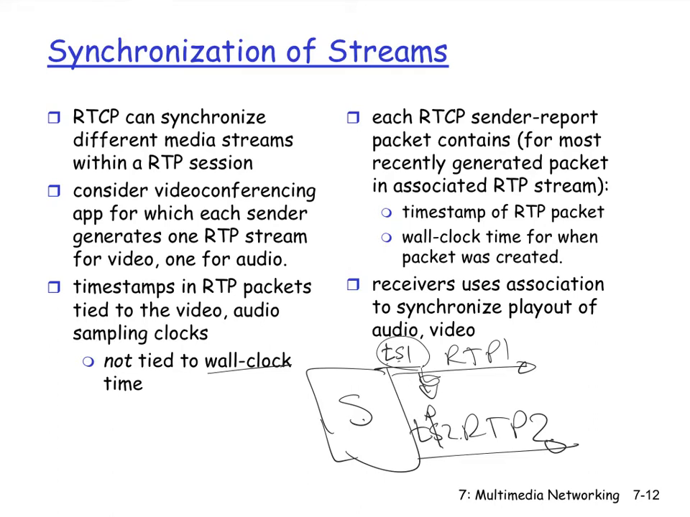So then the receiver uses the host name to associate all the SSRCs to a particular host, and then associates all the packets that belong to each stream using SSRC, and then uses the timestamp and the wall clock to synchronize the streams together. So these are the levels that the receiver uses to synchronize. Any question?